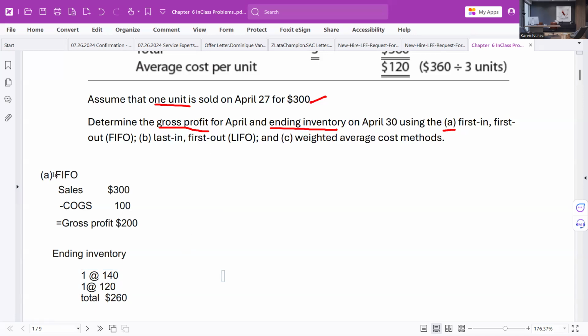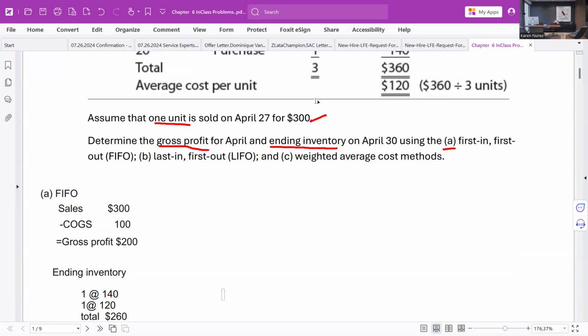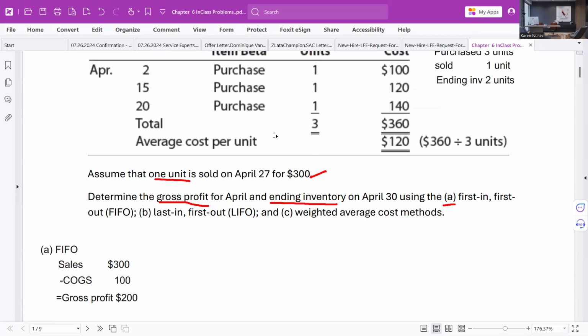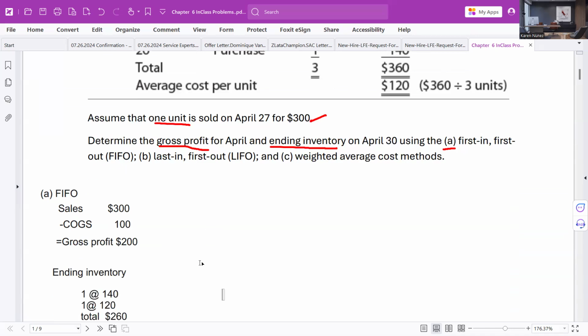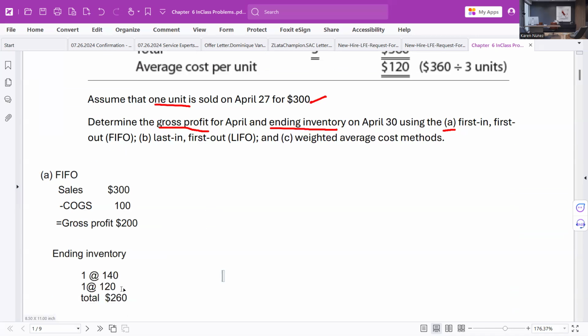So under the FIFO method, right? First in, the 100 is the first out to cost of goods sold, and sales less cost of goods sold gives us gross profit. And if the first one in is the first one out, then the last ones are left in the ending inventory, 140 and 120. And let's take a look at LIFO, that LIFO method.